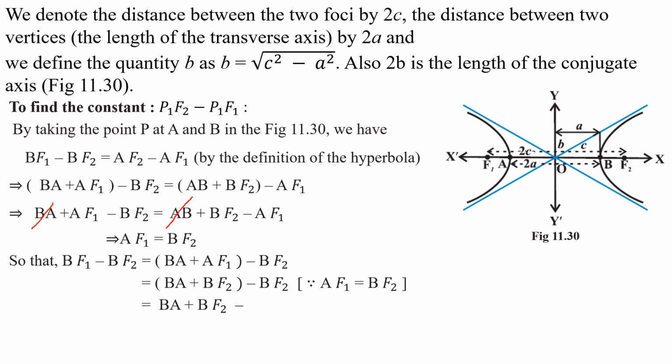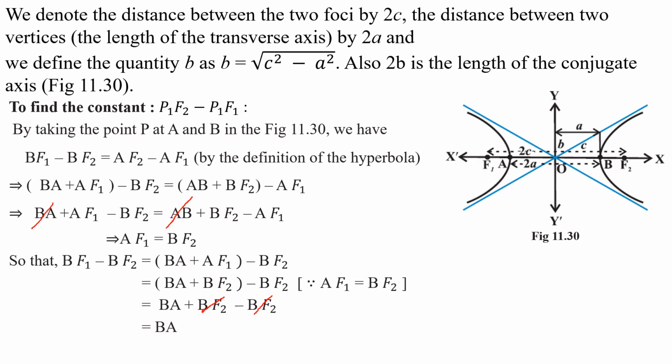That is equal to BA plus BF2 minus BF2. Understood this step, my children? I removed the small brackets. Then I wrote these three terms. Then we get BA plus BF2 minus BF2. Here BF2 minus BF2 gets cancelled. Understood this step, my children? That is equal to BA.